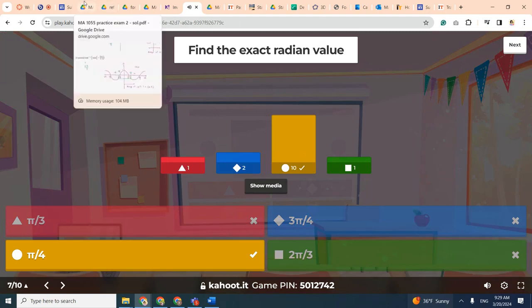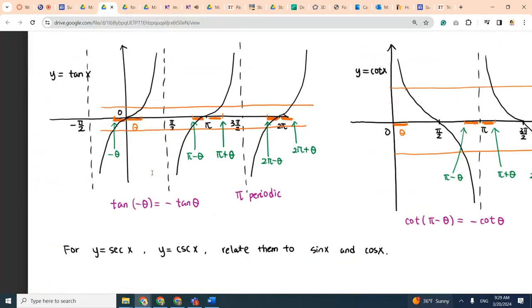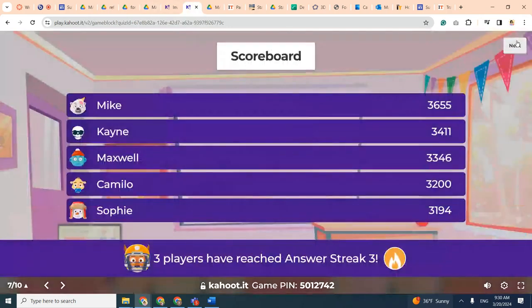Yes, pi over 4. So tangent, right? You have the special angle values. Tangent pi over 4 is 1. Tangent pi over 6 is 1 over root 3. Tangent pi over 3 is root 3. Okay, everybody? So if I tell you what is arctangent of negative 1, it'll be negative pi over 4. Okay, everybody? So continue. Good job.